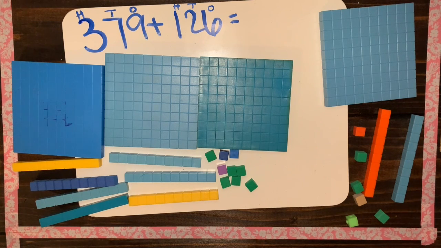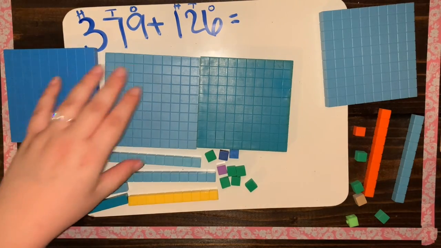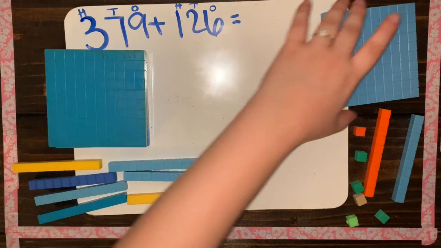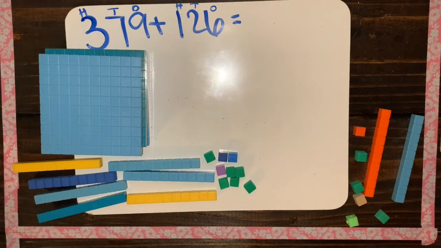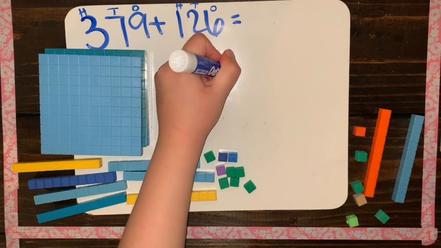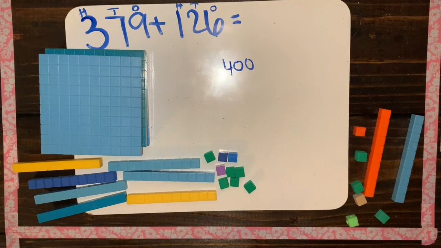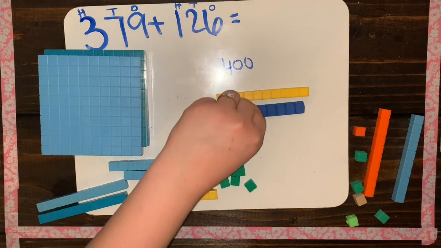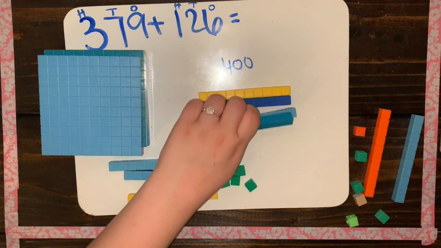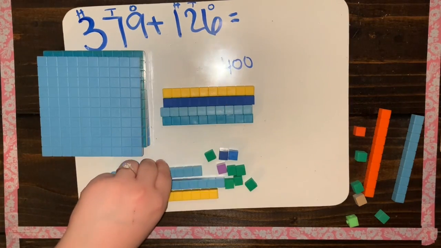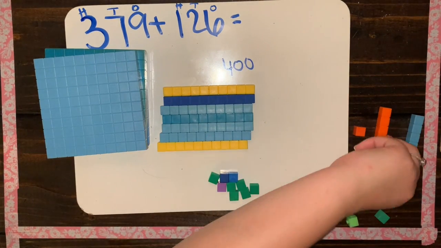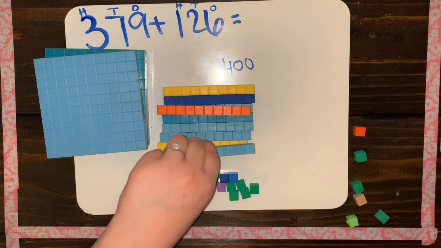Now I have to count all of these together. I have 100, 200, 300, 400. I'm going to write that down so I don't forget. 400, 10, 20, 30, 40, 50, 60, 70, 80, and 90.